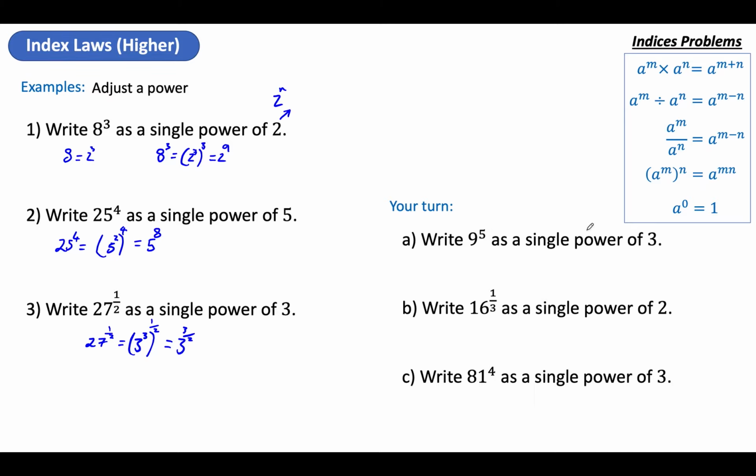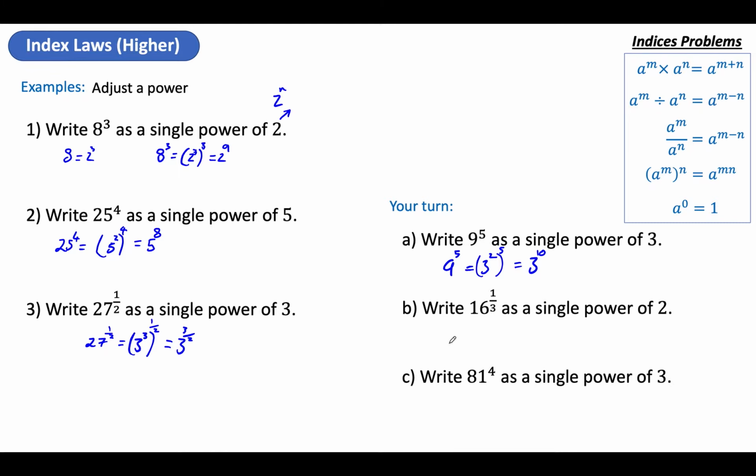9 to the power of 5 is a single power of 3. Okay. Let's go. Right, so that would be 3 squared is the same as 9, isn't it? And we want 9 to the power of 5. Multiply the 2 powers together using our rules. 3 to the power of 10. Well done. I know you got that right, because you're great.